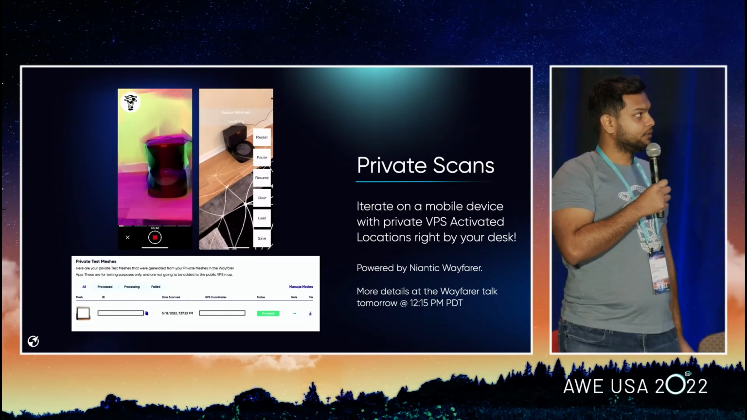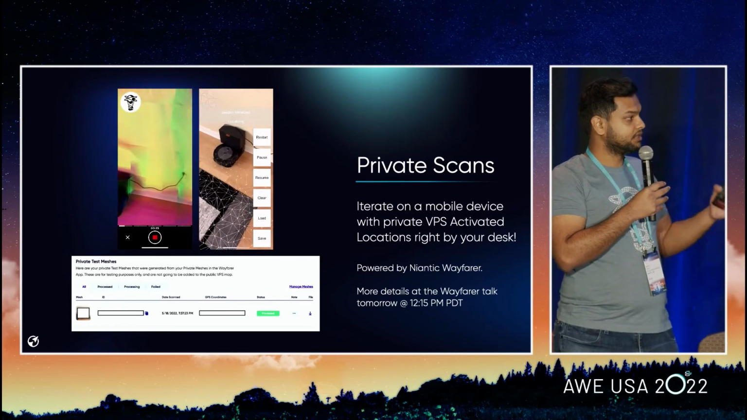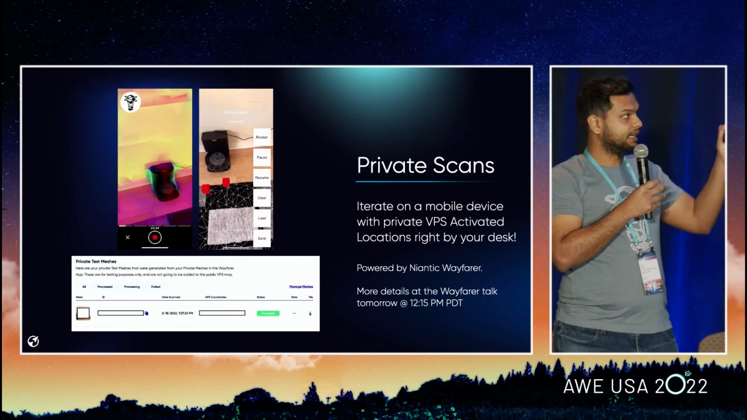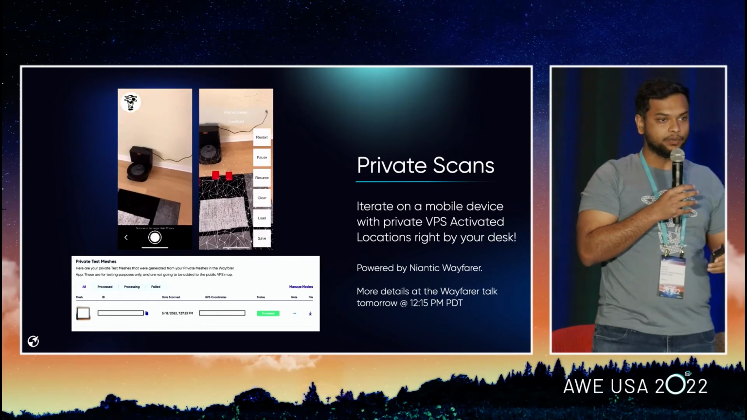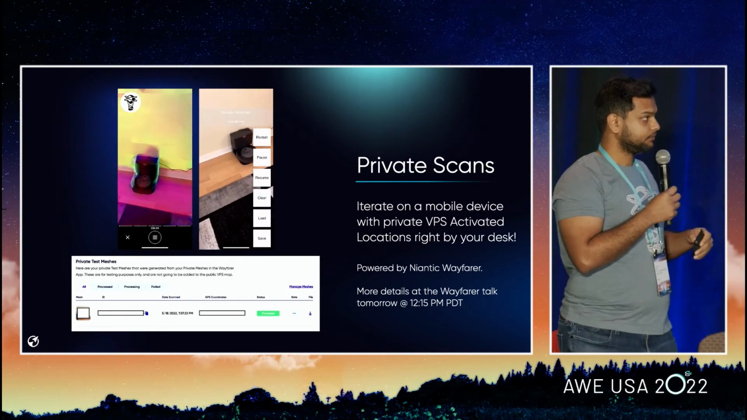In the second video now, you can see me going back to this VPS activated location once it's been processed, localizing with it, and once I've localized, I can place these cubes, which represent Wayspot anchors, and now persist content in my living room.